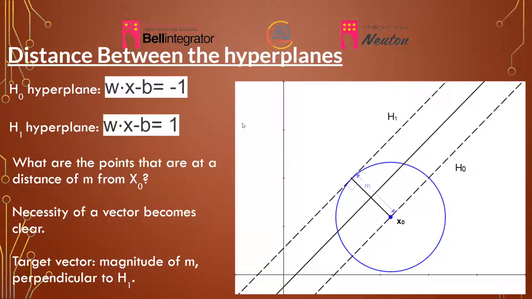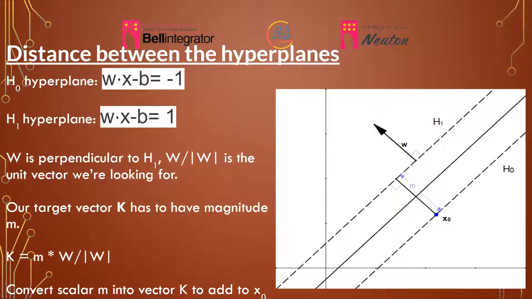So to make this clearer, let's ask the following question. What are the points at a distance of m from x0? If I draw a circle with radius m, basically all the points that lie on this circle are at a distance of m from x0. But only one of these points actually lies on h1. And how am I going to find this? By using the condition that this has to be perpendicular. So the necessity of vectors hopefully becomes clear from this example. Just having a magnitude of m doesn't work. It has to be perpendicular to h1. So the target vector that I'm looking for has a magnitude of m, but is perpendicular to h1.